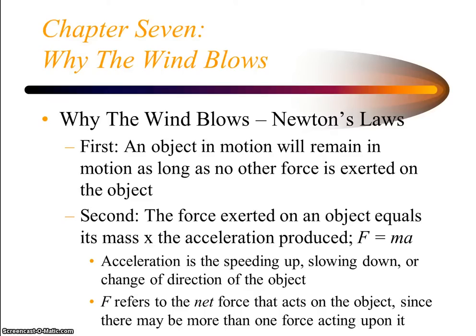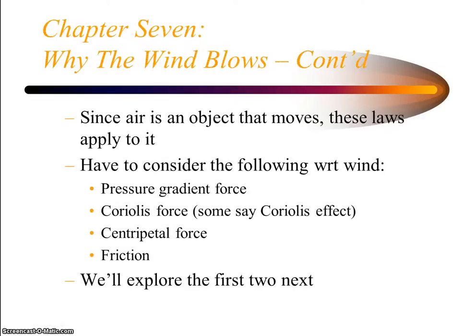F refers to the net force that acts on the object, since there may be more than one force acting upon the object. What's the object here? Well, it's a moving blob of air, of course. Since air is an object that moves, these laws apply to it, these basic Newton's laws of motion. Now, with respect to, WRT, that's what that means, it's a fancy abbreviation. You have to consider the following with respect to wind.